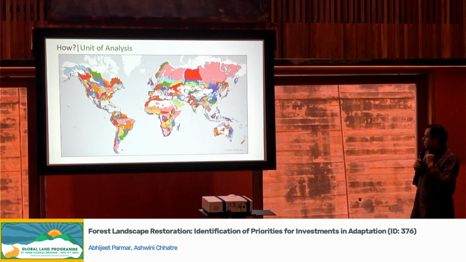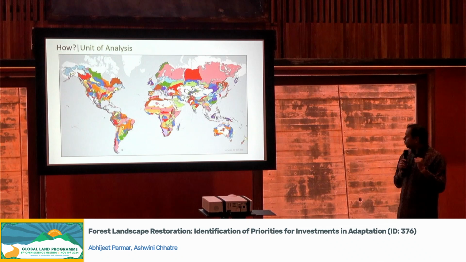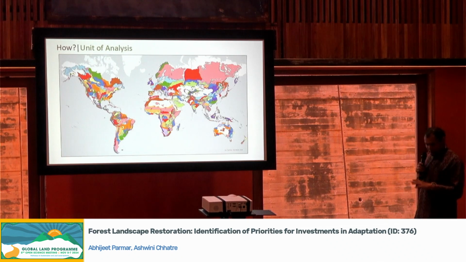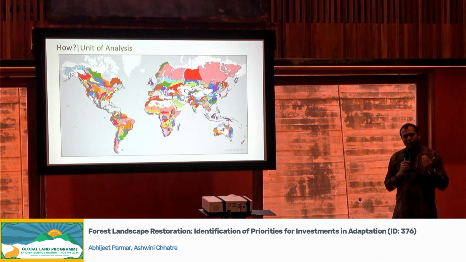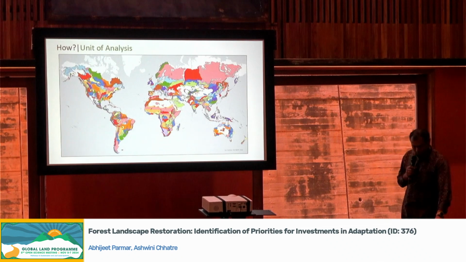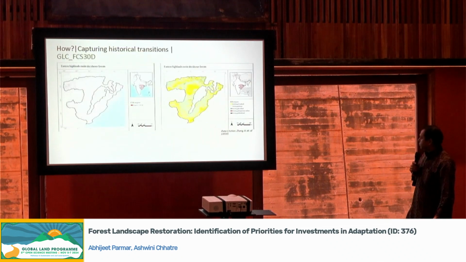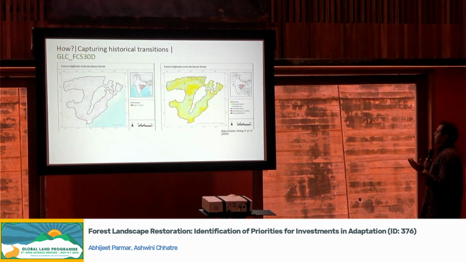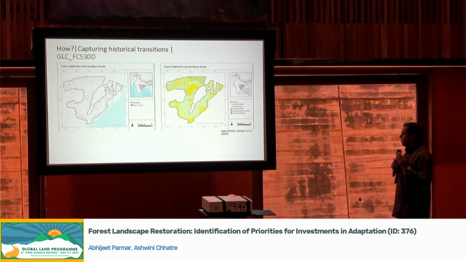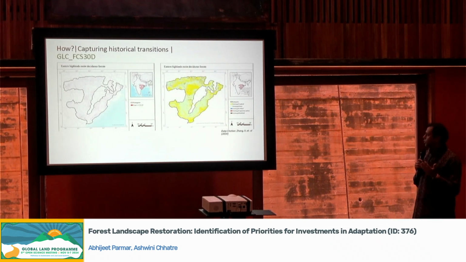By taking the covariates and also the historical transitions, we trained 741 different random forest or decision tree models to generate the outcome. So here is a quick snapshot. These are the steps we used to study the historical transition.